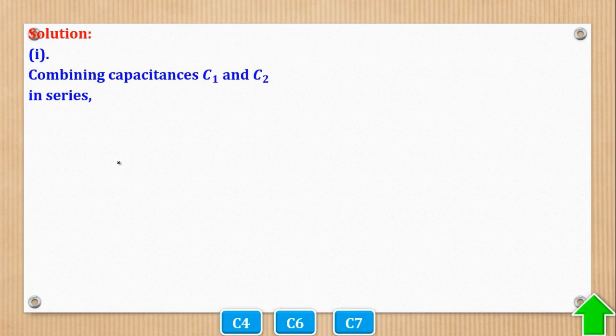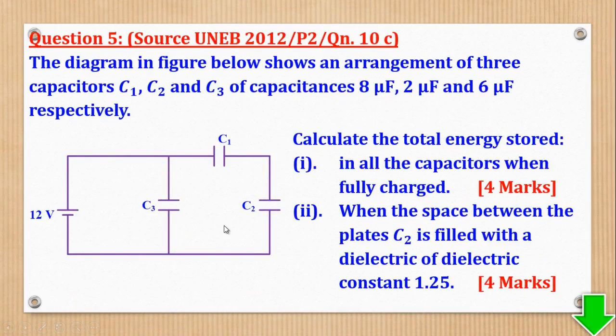So first of all, we shall first combine the two capacitances C1 and C2 in series. If you look at this, this and this are in series. These two capacitances are in series. So we are going to first combine the two by using the special case of product over sum.